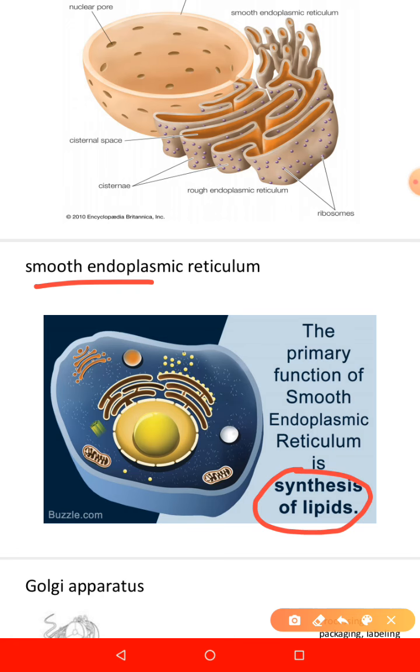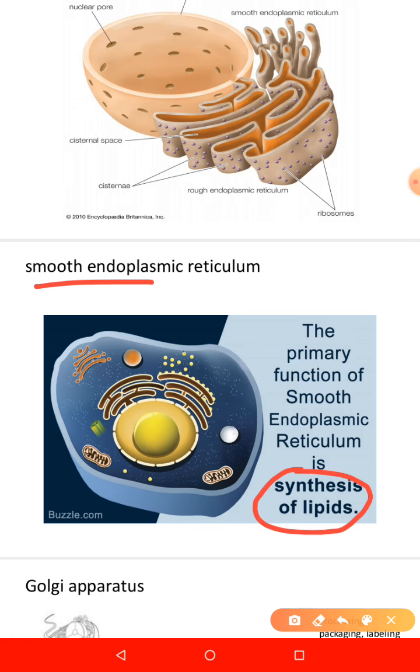So this type of endoplasmic reticulum is abundant in cells that are involved in synthesis of lipids and phospholipids. Okay, what are these cells? We have like the adrenal cortex, the gland, which is found on top of the kidneys. We have the gonads. Okay, so it's abundant in these regions.